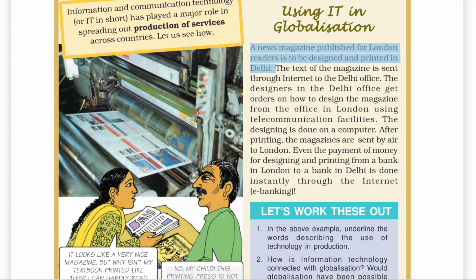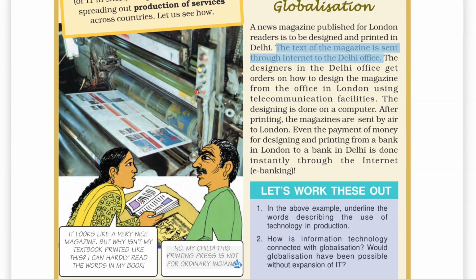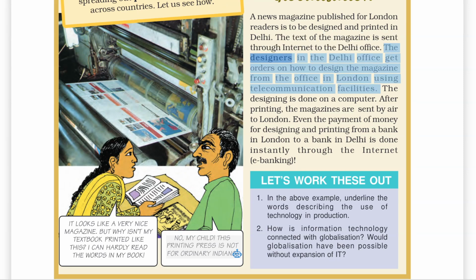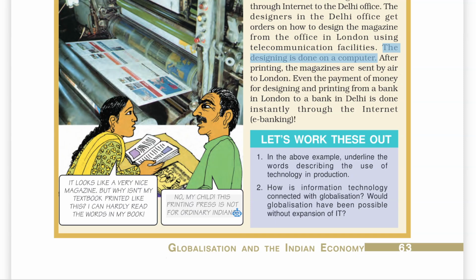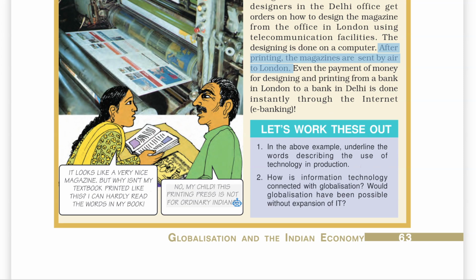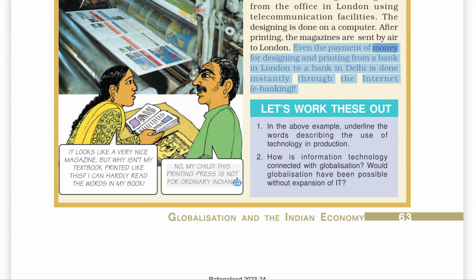Let's work these out. A news magazine published for London readers is to be designed and printed in Delhi. The text of the magazine is sent through internet to the Delhi office. The designers in the Delhi office get orders on how to design the magazine from the office in London using telecommunication facilities. The designing is done on a computer. After printing, the magazines are sent by air to London. Even the payment of money for designing and printing from a bank in London to a bank in Delhi is done instantly through the internet e-banking.